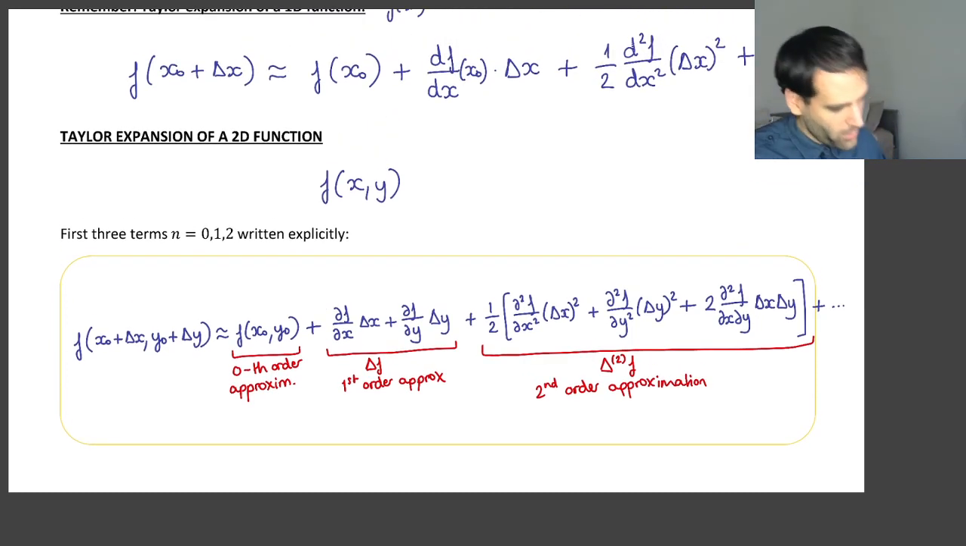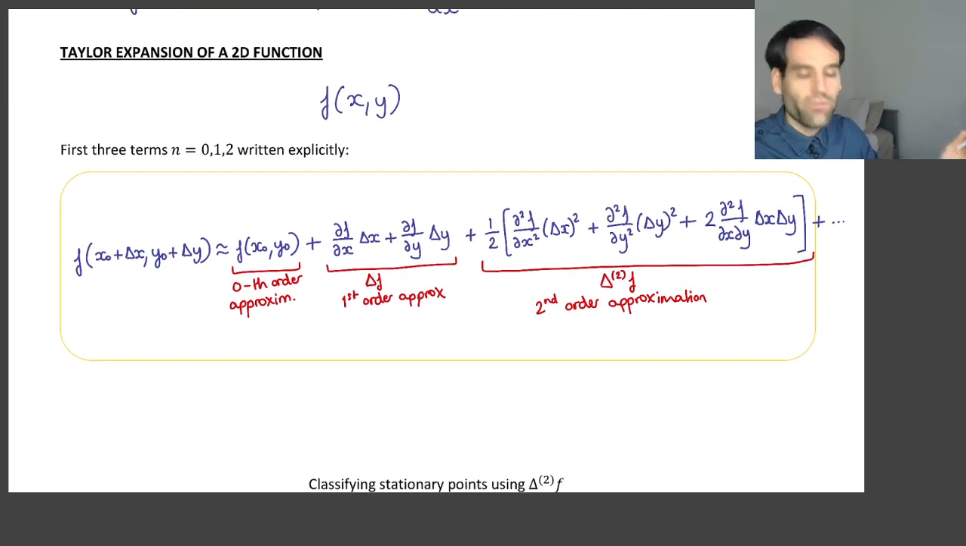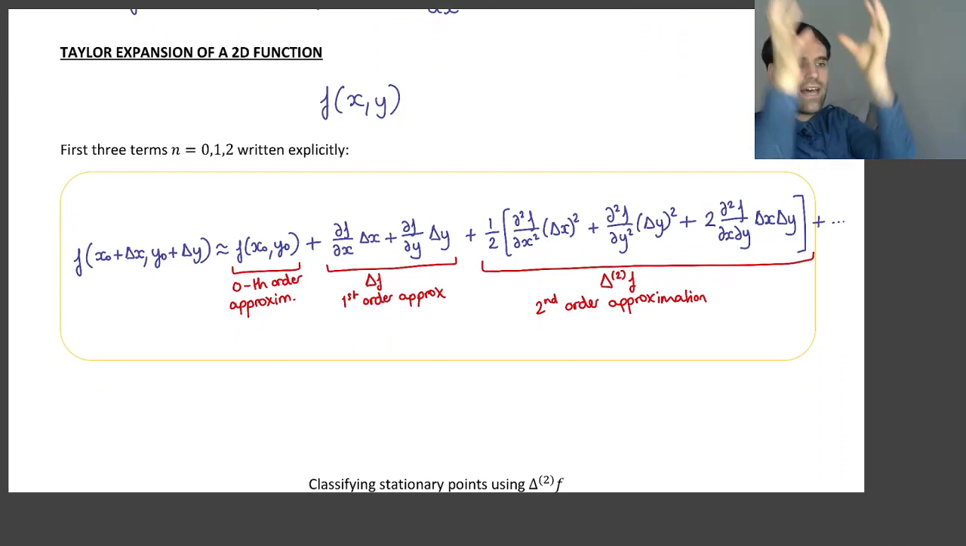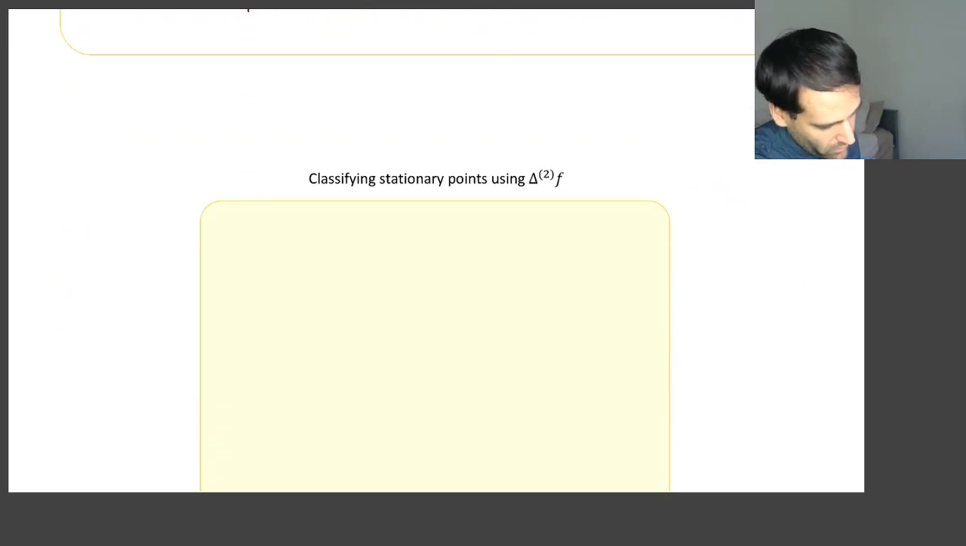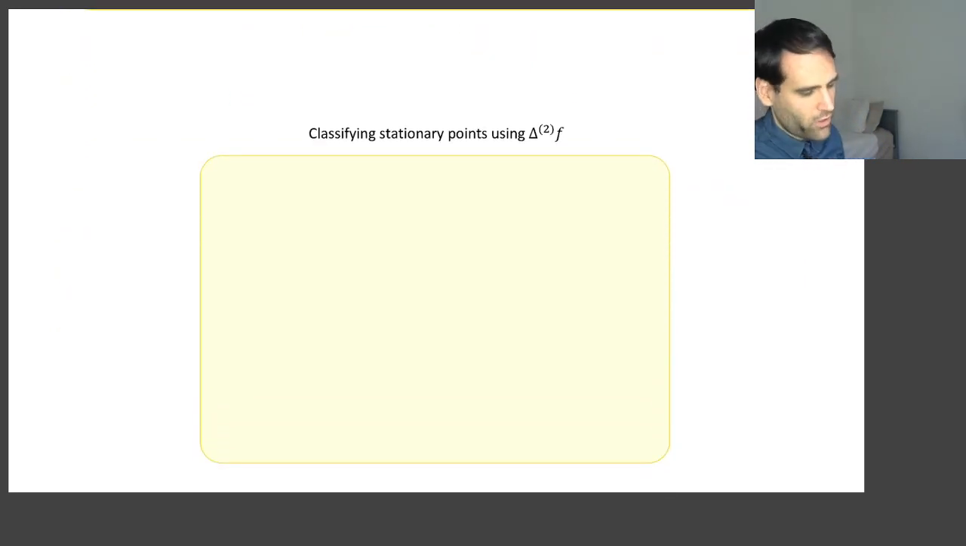So of course, knowing this second order approximation, we should now be able to classify the stationary point, right? If the parabola is pointing up, then this is a minimum. If the parabola is pointing down, so this is like the top of a mountain, then this is a maximum. And if this is not actually a parabola, but has the shape of a saddle, then this is a saddle point, right? So the way to classify the stationary points is to use the second order correction, or the second term in the Taylor expansion.